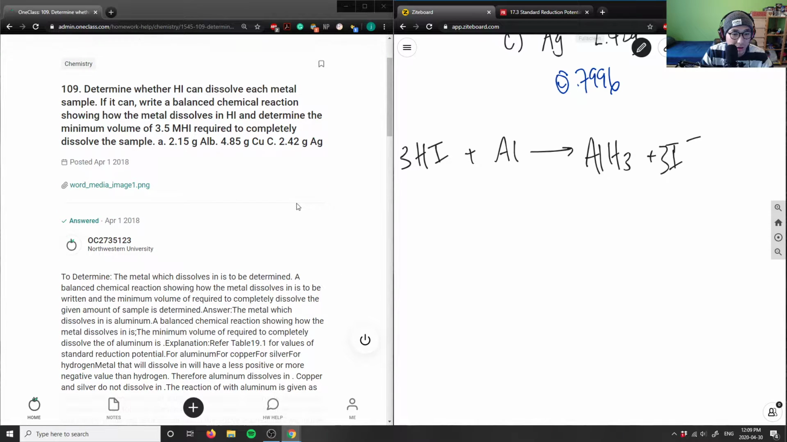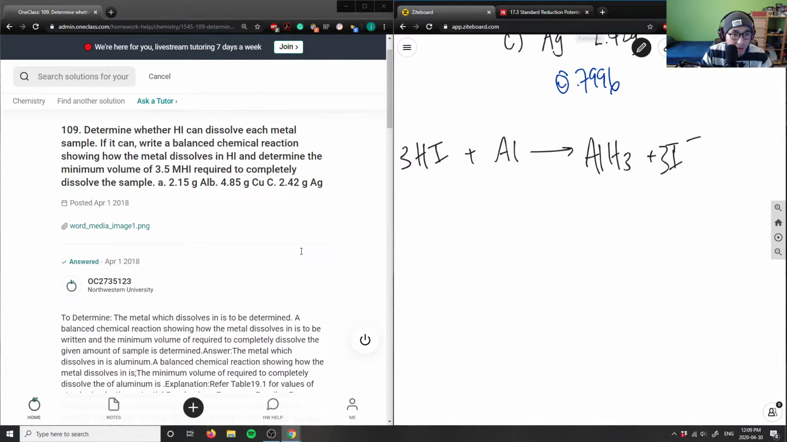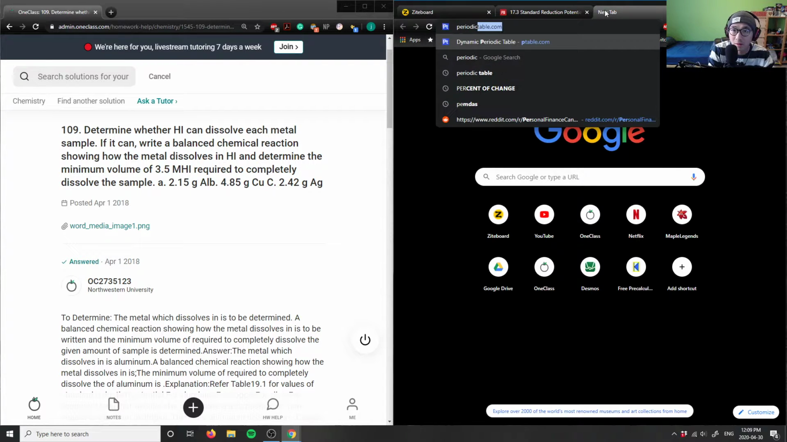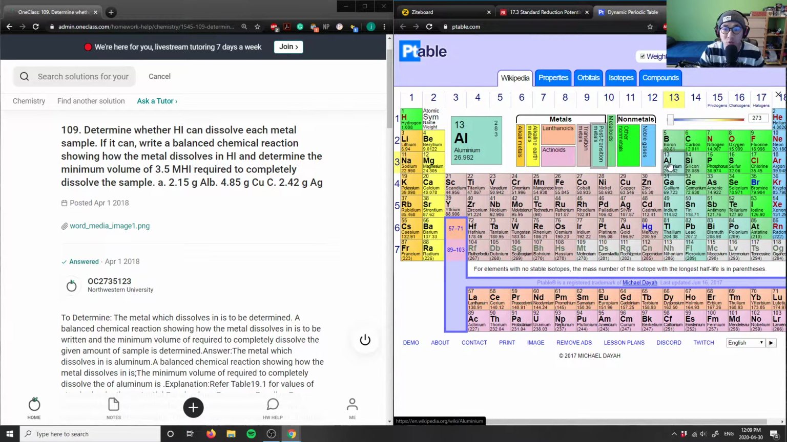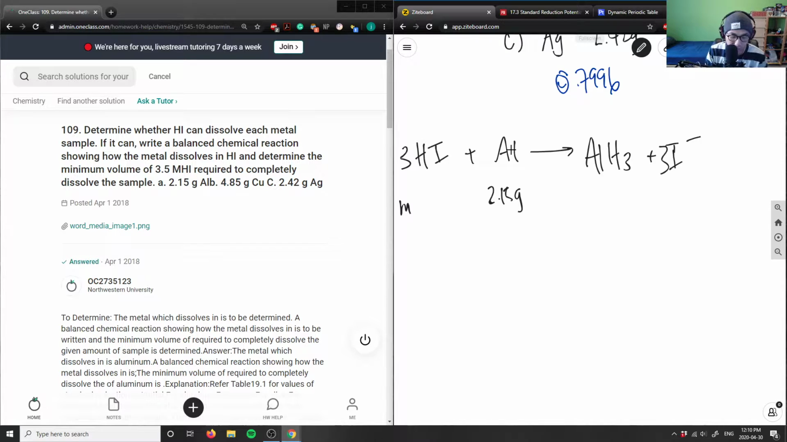And we're given 3.5 molarity of HI, and I want to dissolve 2.15 grams. So what I have to do is, again, I have 2.15 grams here. I have to figure out the moles, so I have to figure out my molar mass by looking at my periodic table. If I look at my periodic table here, aluminum has a molar mass of 26.982 grams per mole. And then I can figure out my moles, right?